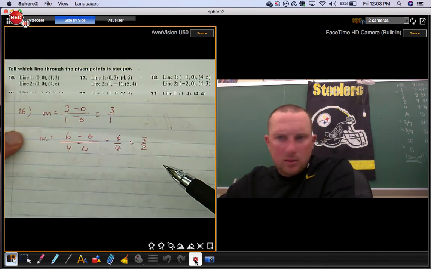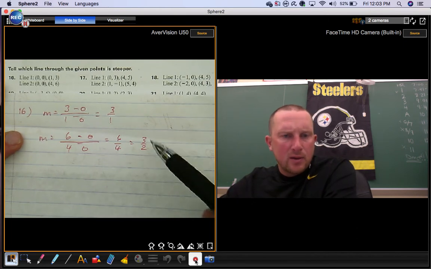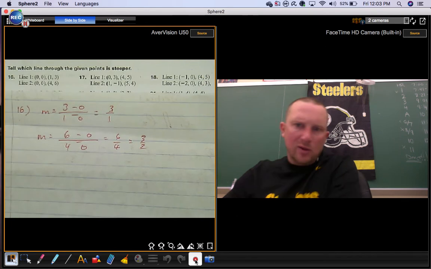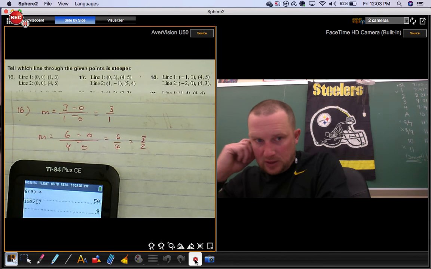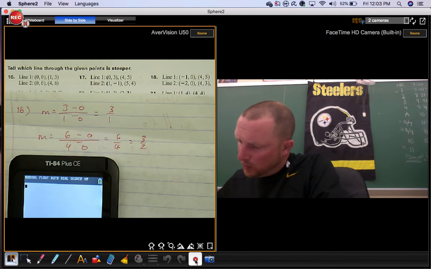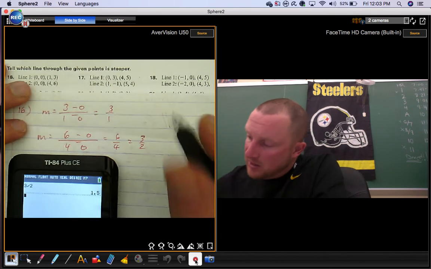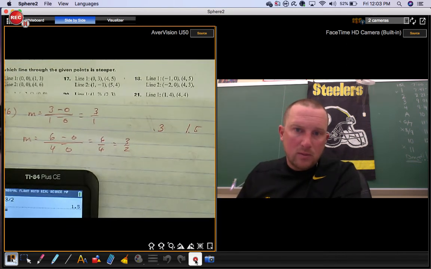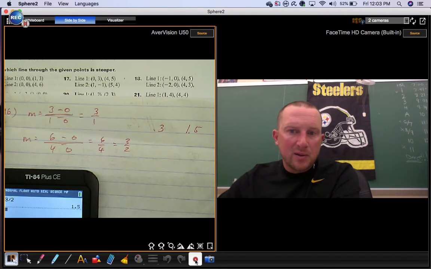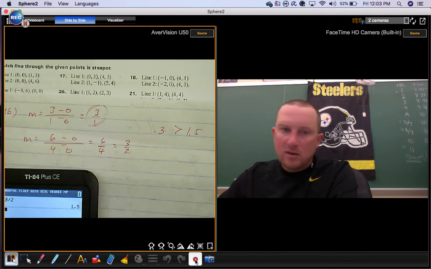Three over 1 compared with 3 over 2. Which is bigger? We know you don't like fractions. You can use your calculator if you want to, but I think you should know 3 over 1 is just 3, and 3 over 2, if you're not sure, gives you that decimal. So you're basically comparing 3 with 1.5. That's your comparison. Now, which one's bigger? 3 is definitely bigger than 1.5, so that means this line right here is steeper.